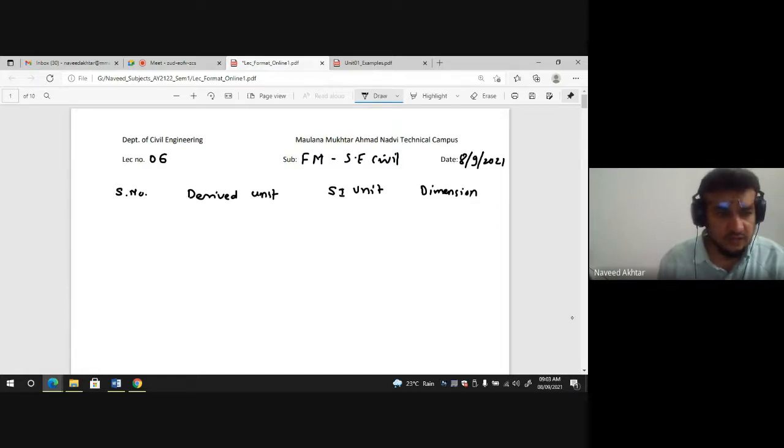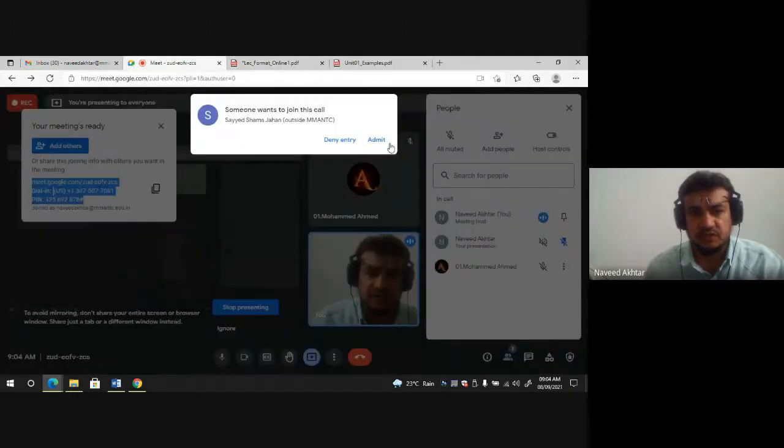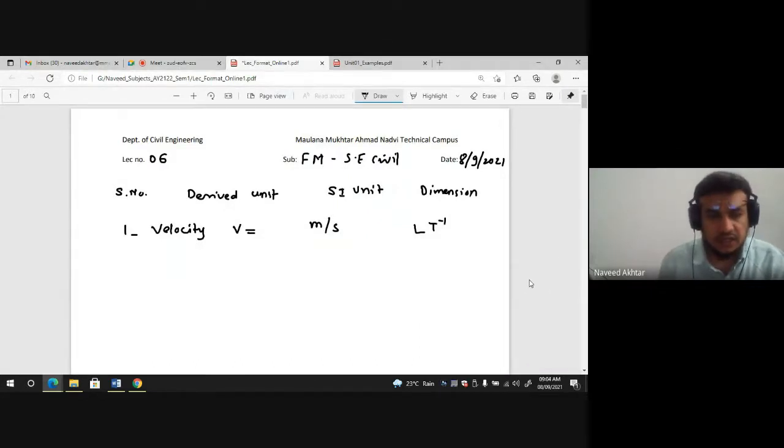So we will write down first velocity, v. Generally, we measure it in the SI unit meter per second, and its dimension is length, meter, per time, second, so LT raised to minus 1. Meter per second is the SI unit for velocity.